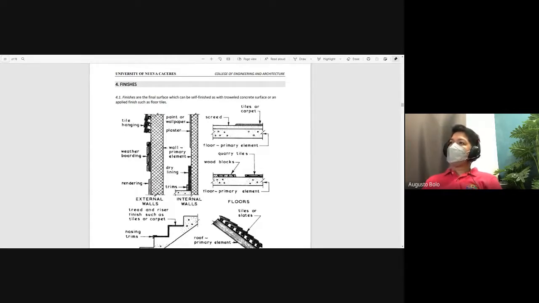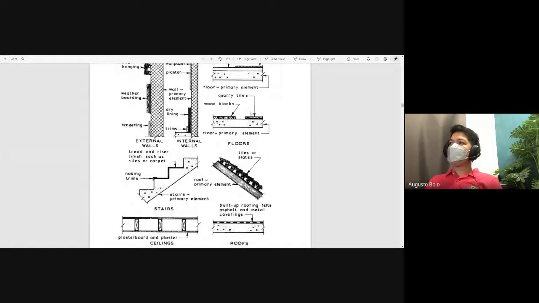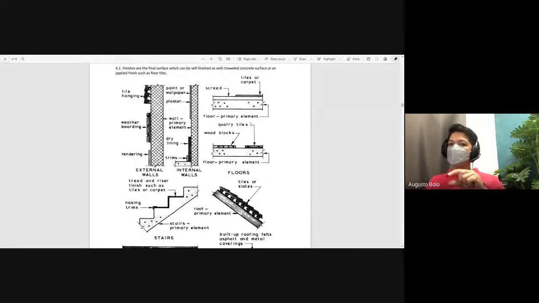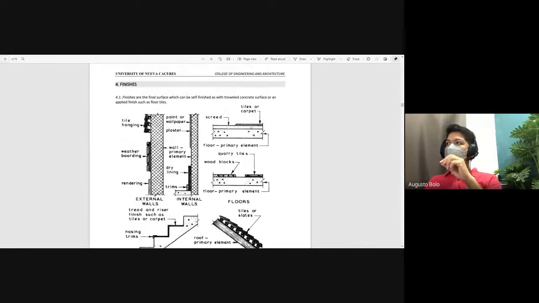So, yon. We have also plaster. Default sa atin, meron tayong plaster. We also have wallpapers, paints, and many others. For the flooring, of course, we have the wood floor, the tiles na mga nilalagay natin.